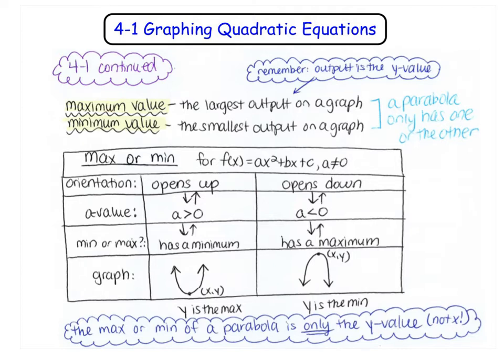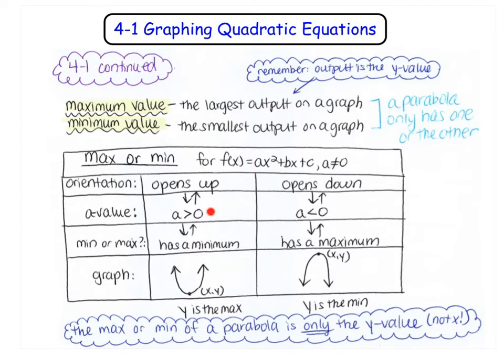But you do need to know the x value of the vertex in order to find the y value of the vertex. So in our table, we have max or min, and that's for a quadratic equation, a not equal to 0, otherwise it's not a quadratic. The orientation just means whether it's opening up or down. If it opens up, then a is greater than 0. What these arrows mean is that one determines the other. If you know it opens up, you should know that a is greater than 0, and a is the coefficient of the quadratic term.